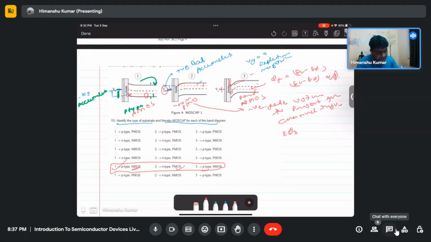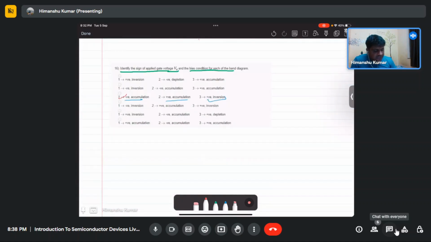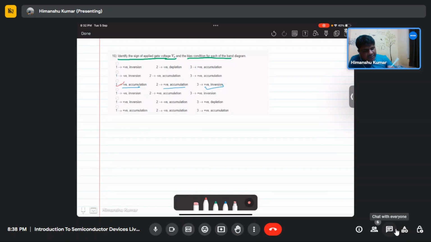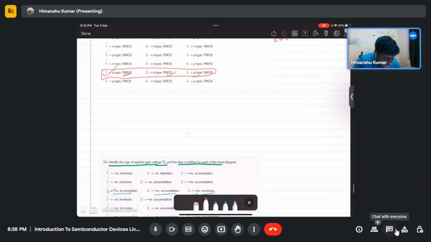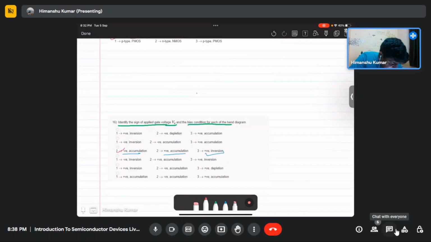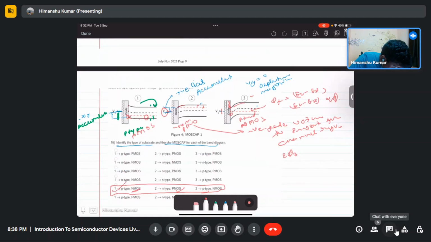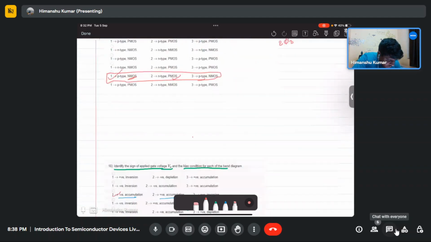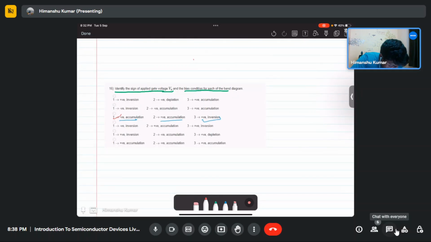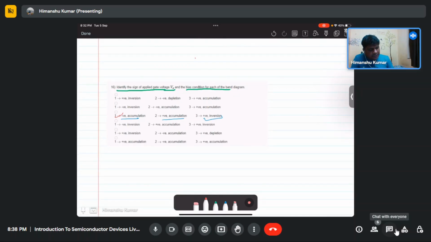Visually, we can see that this Ei is less than EF, so that means inversion has started happening. So the third case is positive plus inversion. The zero-bias case is not there, so we can assume that this is positive and inversion is there.